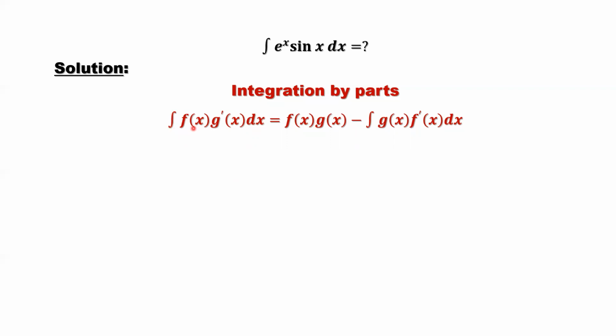The integral of f times the derivative of g with respect to x equals f times g minus the integral of g times the derivative of f with respect to x. Here we use prime for the derivative. We define our integral as I.